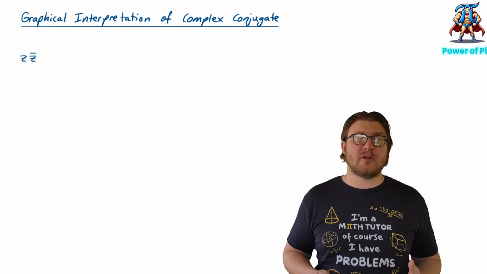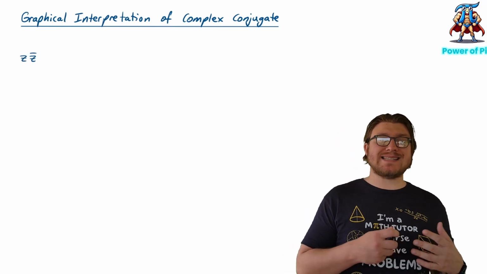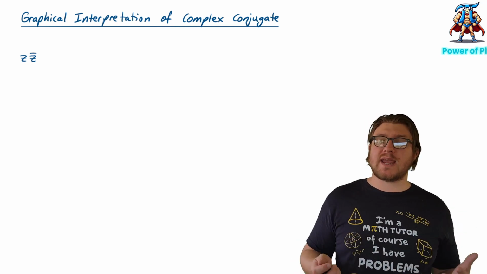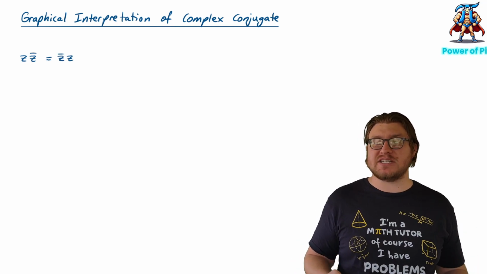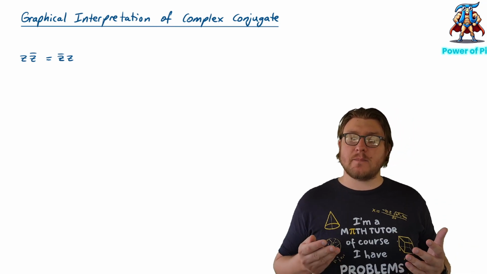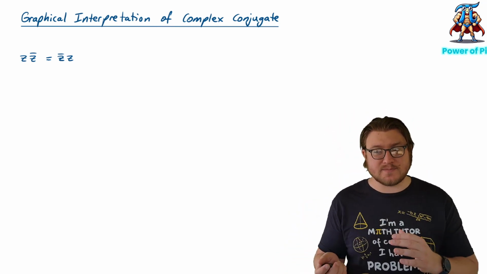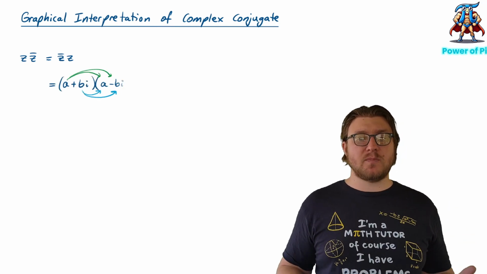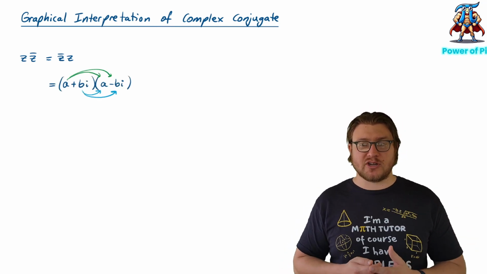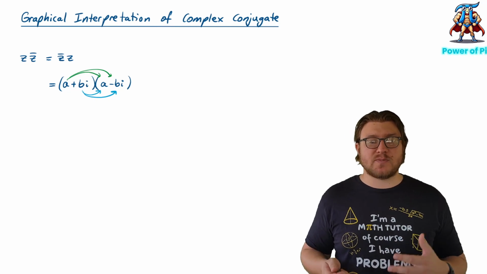If we do a little bit of algebra, then we get z times z bar. Well, what do we get here? First of all, we note that because it's multiplying, the order doesn't matter. But what happens if we multiply our number with its own conjugate? Here we have our special form.